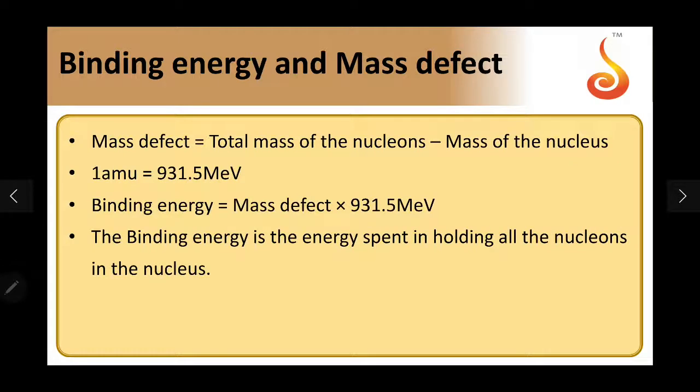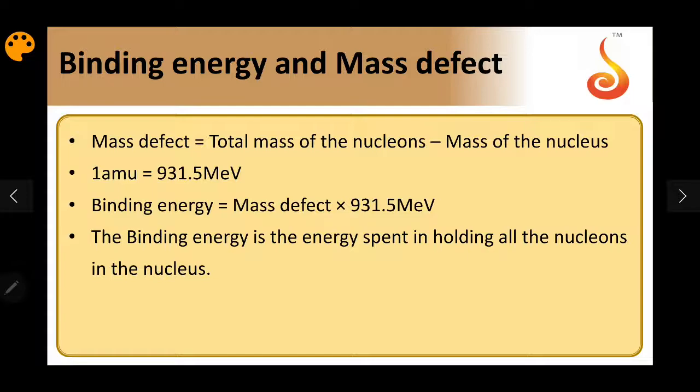Binding energy and mass defect. So if I take the total mass of the nucleons in the nucleus, suppose I take carbon, there are 6 protons and 6 neutrons. Mass of each proton, each neutron we know. If I multiply 6 into mass of proton plus 6 into mass of neutron, take the sum, compare with the actual atomic mass of carbon-12 isotope, the actual mass is less than the total mass of the nucleons. So where this mass has gone, that is called mass defect.